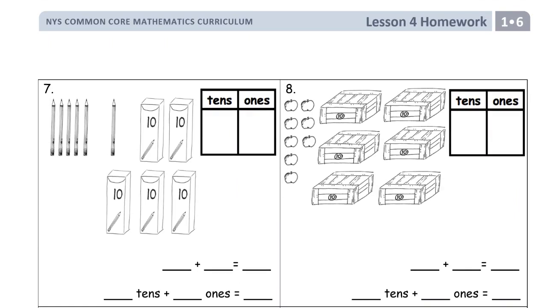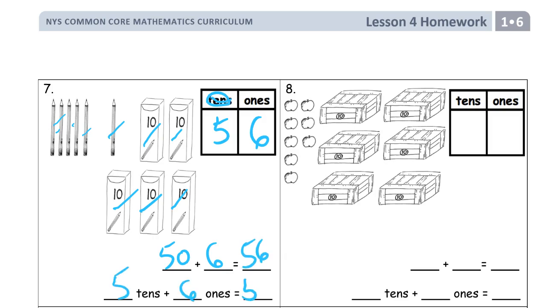And now here we are. We're counting tens, right? Because on the place value chart, instead of number bonds, we need 1, 2, 3, 4, 5 tens. Not 50 tens, 5 tens. It equals 50 pencils, but it's 5 tens. And this is 1, 2, 3, 4, 5, 6 ones. 50 plus 6 is 56. 5 tens, 6 ones is 56.